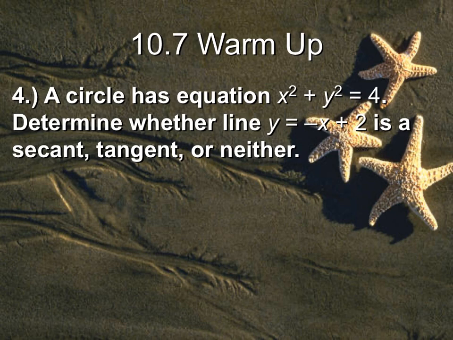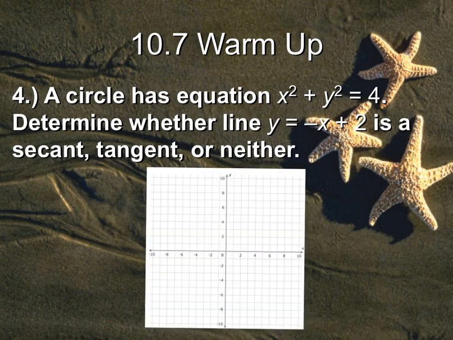And question number 4 says the circle has an equation x squared plus y squared equals 4. Determine whether the line y equals -x plus 2 is a secant, tangent, or neither. So again, if we graph this, my center would be 0, 0, because there's nothing after the x or the y. So I put my center here. And my radius would be 2, because it's the square root of 4. So right 2, up 2, left 2. So here's the circle that they're referring to.